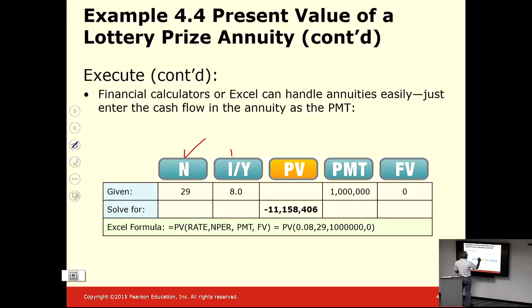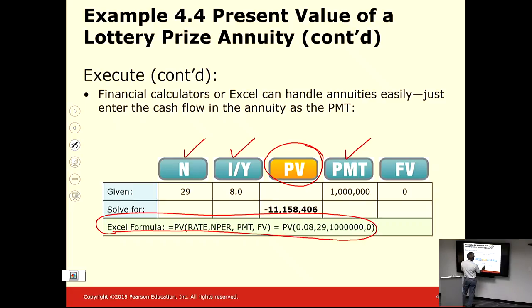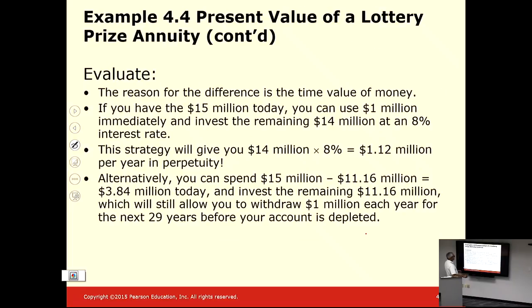So N as 29, IY as 8, payment as 1 million. This is what we are computing. I'm going to skip the Excel formula part of it. I leave this as optional. If you want to learn it, you can learn it on your own. But this is the formula that you can input into your Excel sheet: equal to PV, then the rate, the period, the payment, and the future value, 0. And you will be able to calculate it using the Excel formulas. But that's optional.